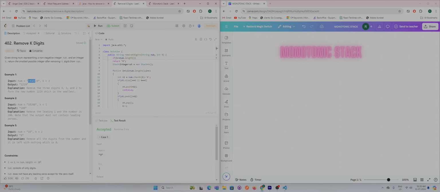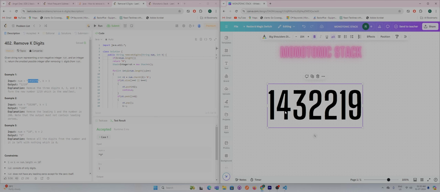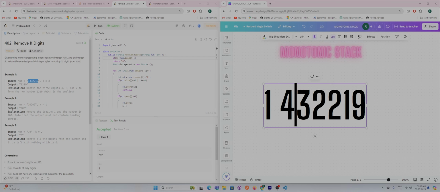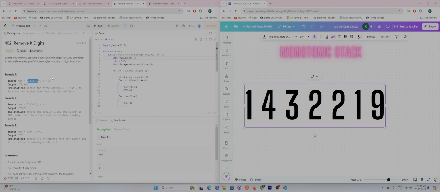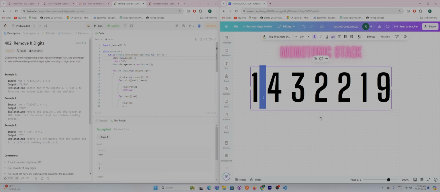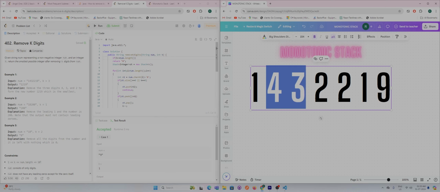So if you look at this number, 1432219, let me just write this thing down here, 1432219. So you have these numbers here, right? So what it is saying is that I can remove k digits, or 3 digits, from this number. So I can either remove 4, I can remove 3. So let's just say I remove 1. It becomes 432219, right? If I remove 4, it becomes 132219. So similarly, if I remove two numbers, 4 and 3, it becomes 12219, right?